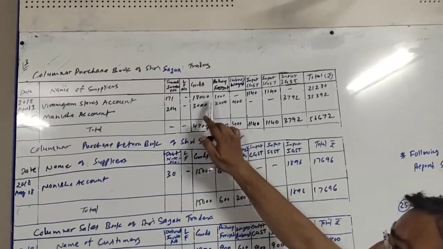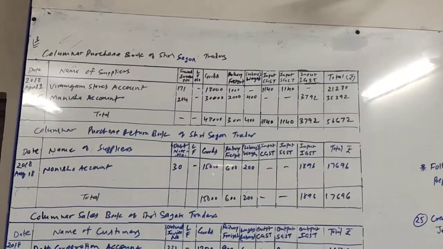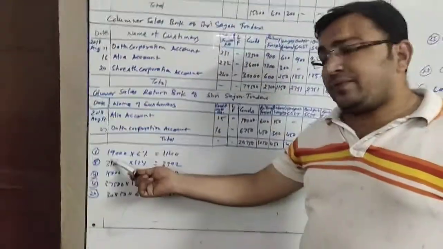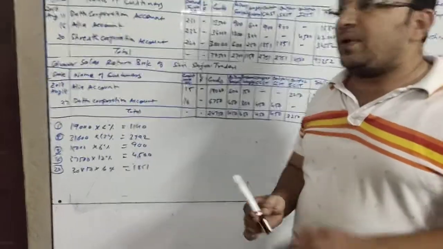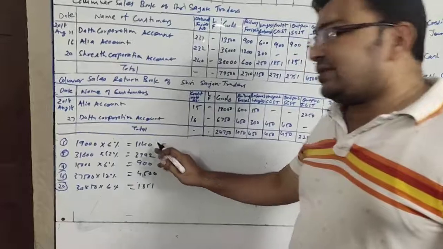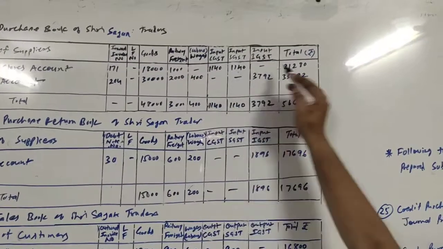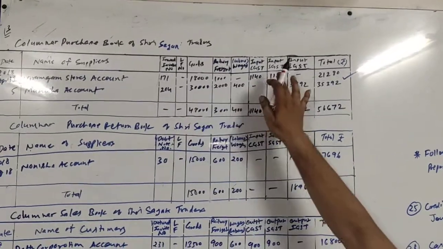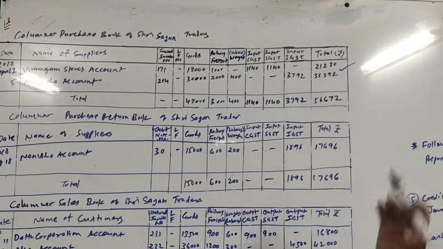Now on what amount will we calculate this? 18,000 plus 1,000, that is 19,000, on which we calculate CGST and SGST. 6% of 19,000 is 1,140. So 1,140 will be for CGST and 1,140 for SGST. Then the total of all four columns comes to 21,280.